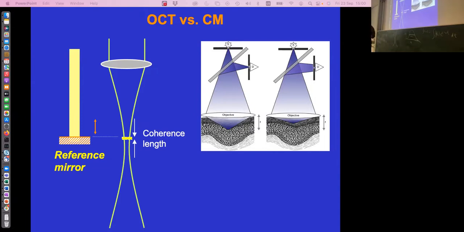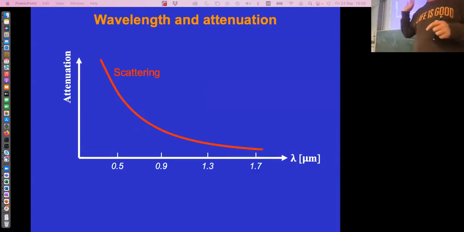Yes? Okay. I'm going to skip this one. I think Dirk dealt with blood absorption and blood.